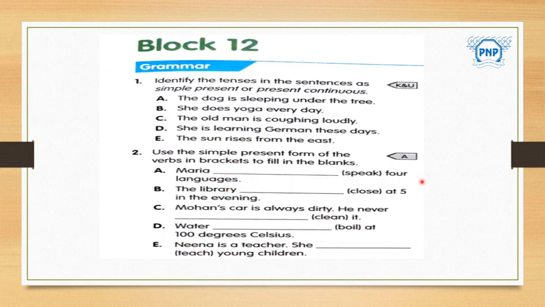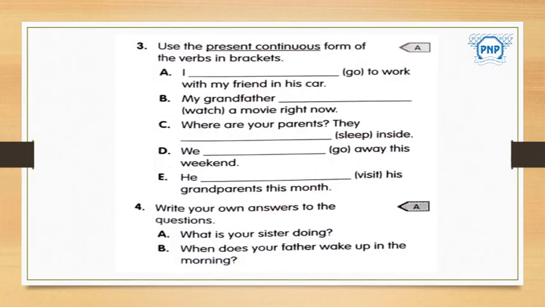Maria dash speaks 4 languages. Here the subject is singular, so we have to add s or es. It is speaks, correct? We'll just add s and write here speaks 4 languages. Second, the library dash at 5 in the evening. The library is also singular, so now you have to decide what to use. I hope you have understood all the rules. Yes or no? Very good. Let's take a few more examples.